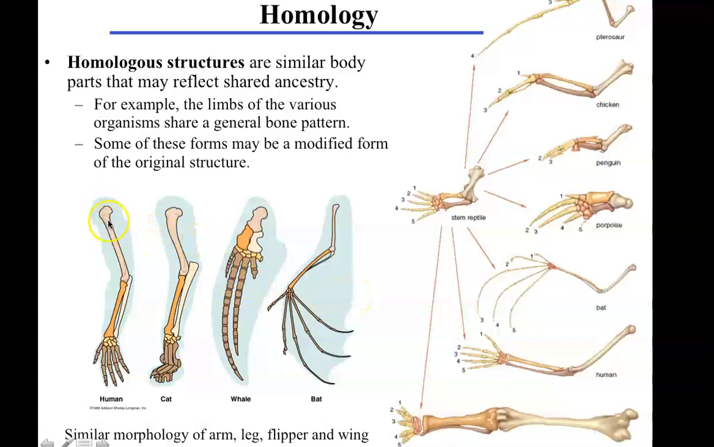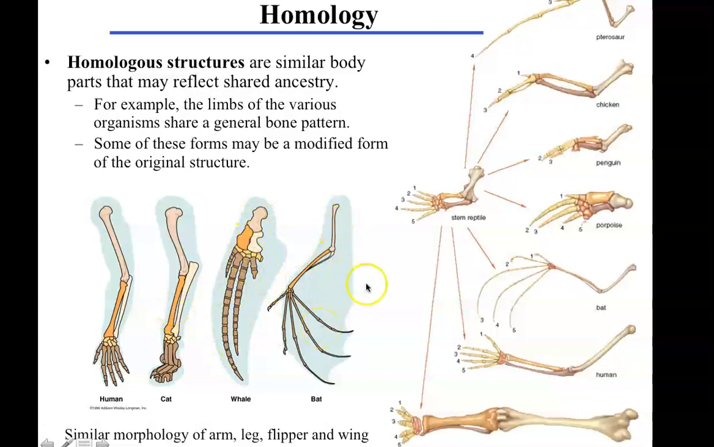So we've got, in the human arm, one bone, two bones, and then a bunch of wrist and hand bones. In a cat leg, it's one bone, two bones, a bunch of ankle and toe bones. In a whale flipper, we've got one bone, two bones, and then a bunch of smaller bones. And in a bat wing, it's the same.